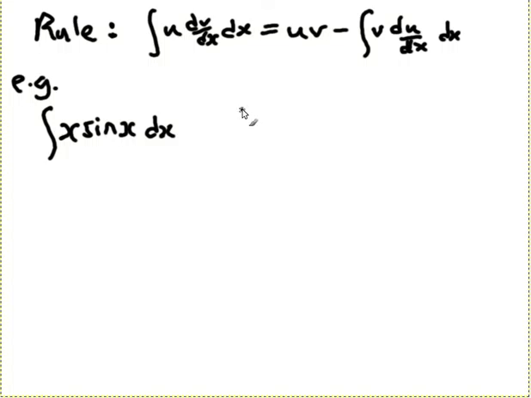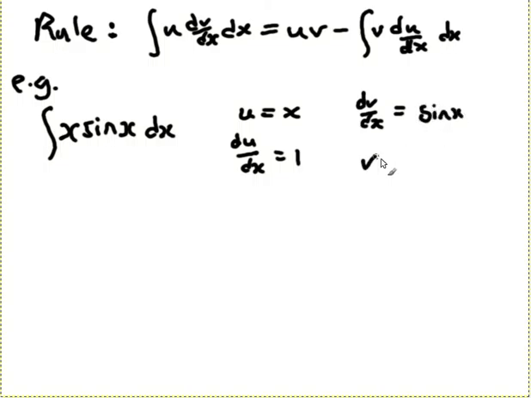You'll always assign one side of your product to something you quite like to differentiate. So u equals x, and therefore du by dx is 1. And the other side of your product, we're going to assign something which we need to integrate. So dv by dx is sine x, and therefore v is minus cos x. We're now in a position to apply the rule for by parts.